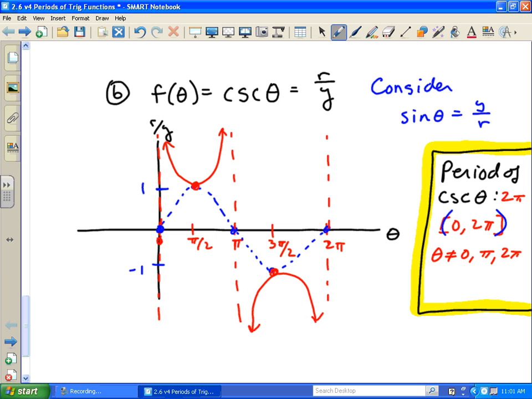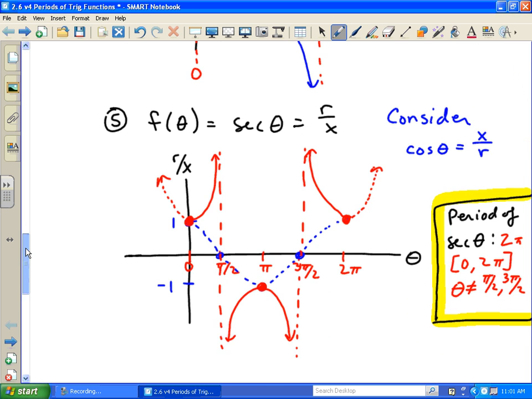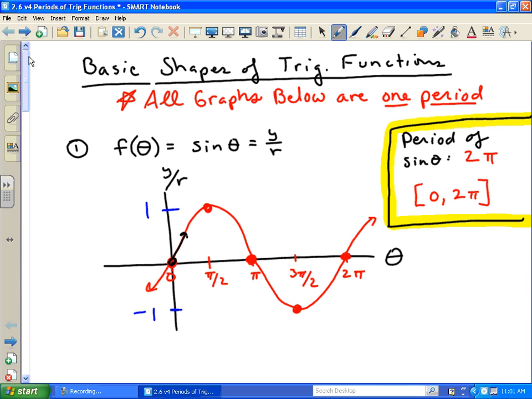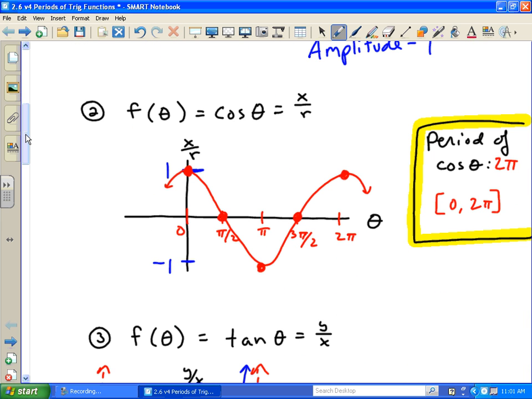The other thing I want to talk about is amplitudes. Amplitude tells you how high and how low your graphs go. If I scroll back up to sine, the amplitude of sine means how high do I go and how low do I go. It has an amplitude of 1. I go 1 unit up and I go 1 unit down. The same thing can be said about cosine. Cosine, the amplitude is 1. I go 1 unit up and 1 unit down.